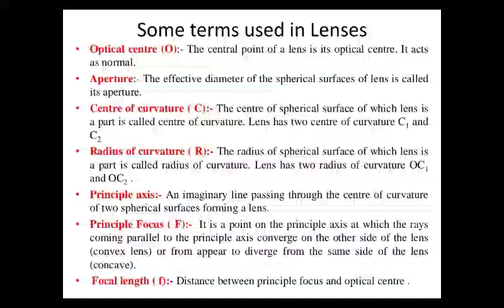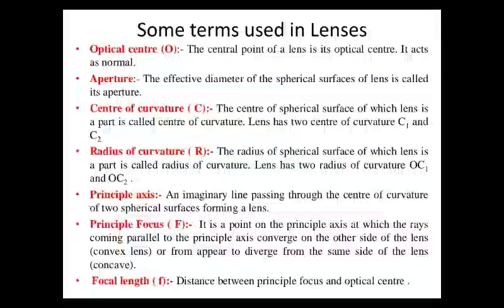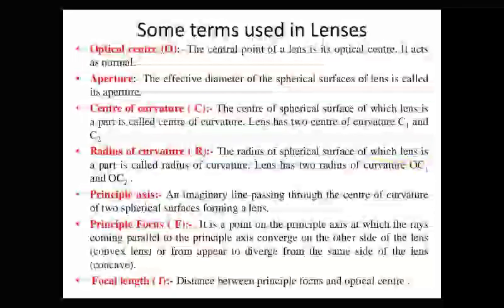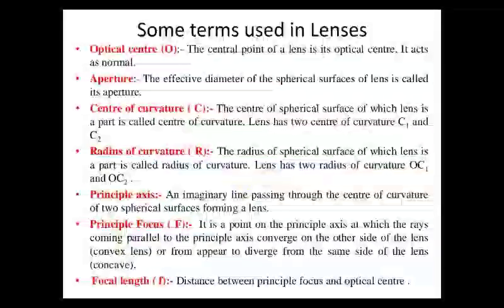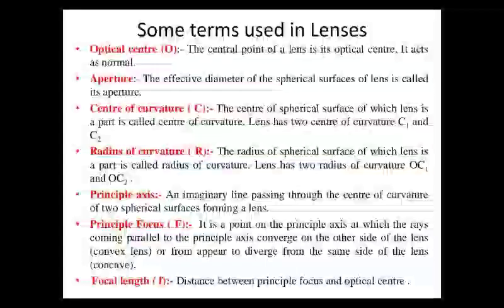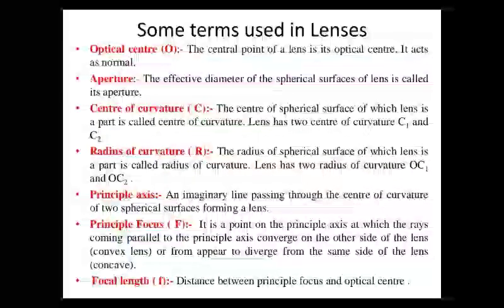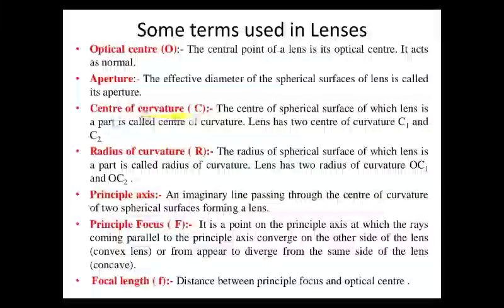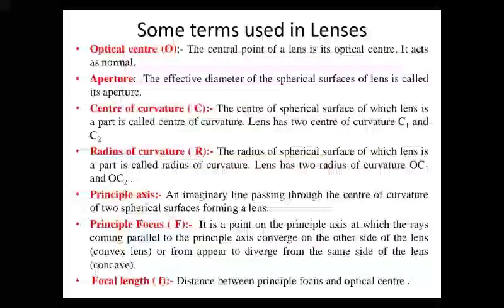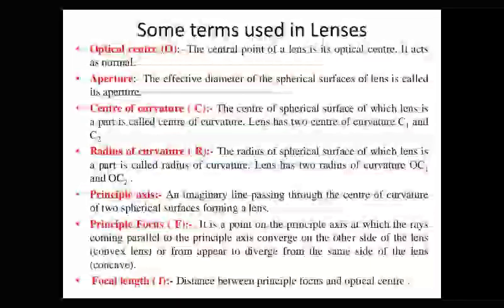Radius of curvature, denoted as R. The radius of the spherical surface of which the lens is a part is called the radius of curvature. As we have two centers, we have two radii of curvature, and we name these OC1 and OC2. Center of curvature is a point and radius of curvature is a length. It is a distance.